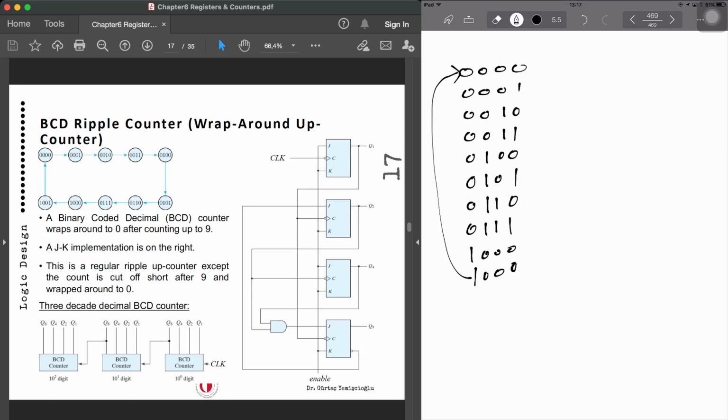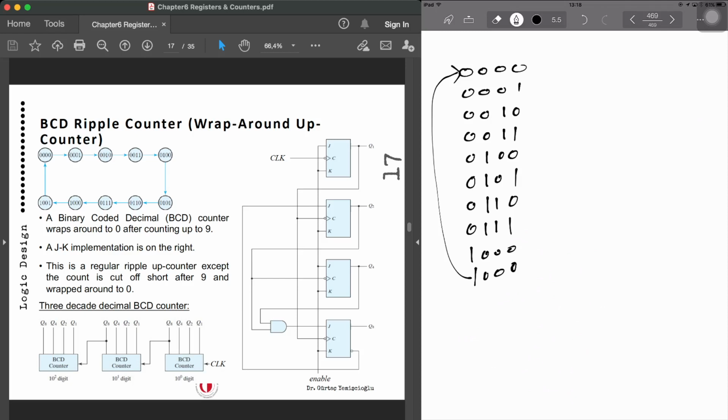And this is also a regular ripple counter, but it cuts off at 9 as it is a BCD. And we can easily implement a 3-decade decimal counter. So this is going to count up to 9. Then this one will trigger this one, another 10 to the power 1 digit. This will count up to 9, and then this one, okay? So 999 can be obtained from BCD counters, called a 3-decade decimal counter.